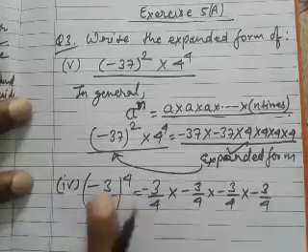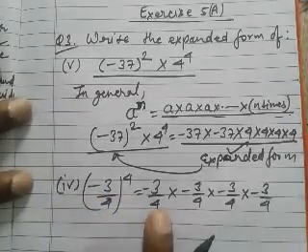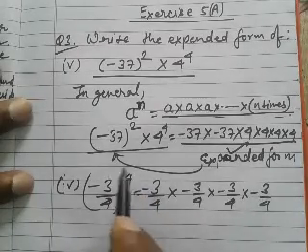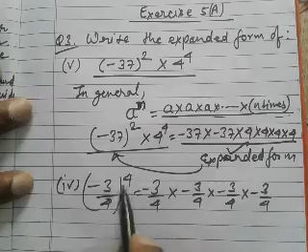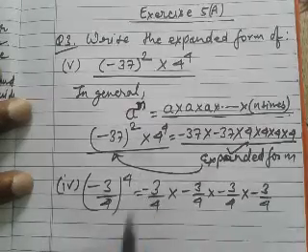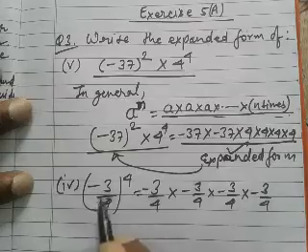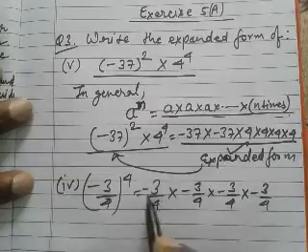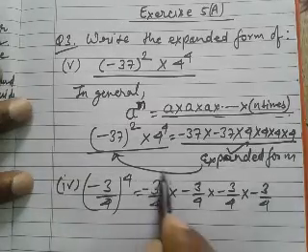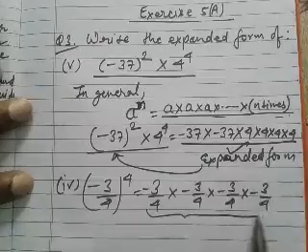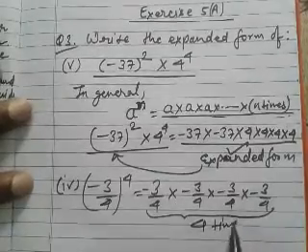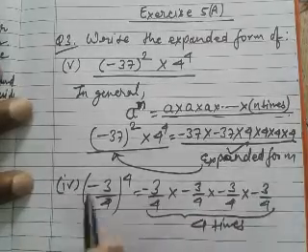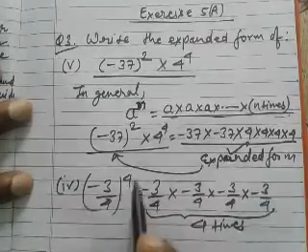How many times do we write minus 3 by 4? The base is written the number of times of its power. So minus 3 by 4 has 4 powers, so we have to write minus 3 by 4 four times, and this is the expanded form of the given expression minus 3 by 4 raised to the power 4.